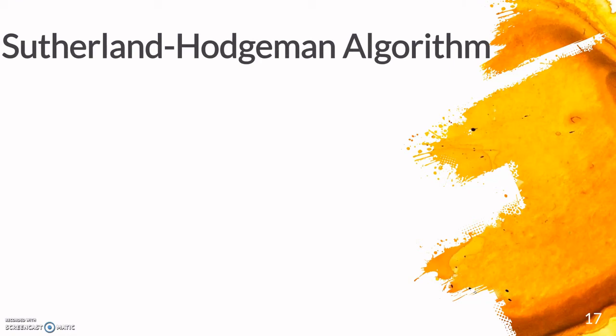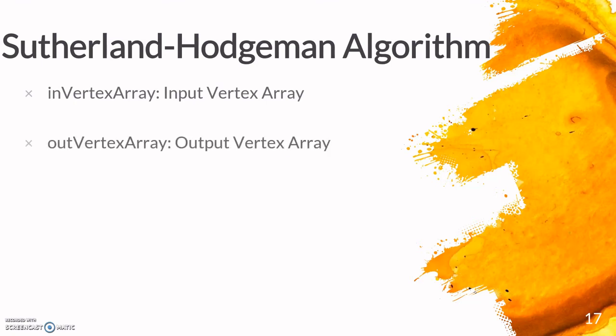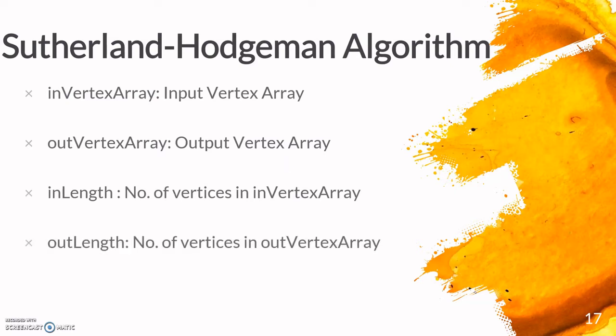Before going on to the algorithm, I'll make you familiar with some terms or functions which we are using in the algorithm. First is in vertex array, used for the input vertex array. Then out vertex array, used for the output vertex array. Then in length, the number of vertices in the in vertex array, and out length, the number of vertices in the out vertex array. Then we have the clip boundary, that is the edge of the clip polygon.